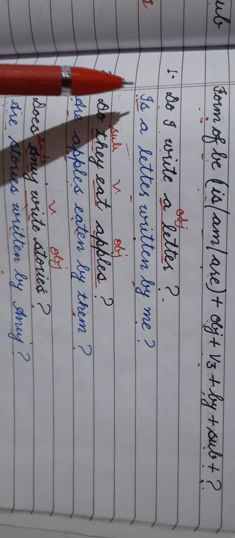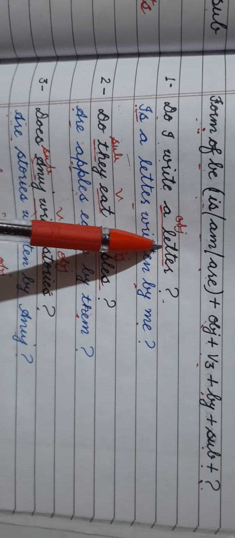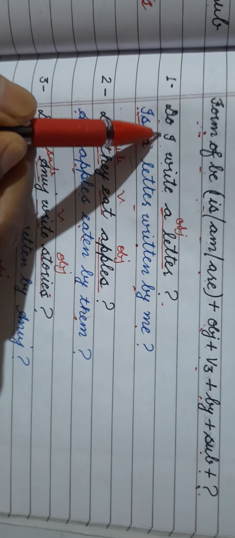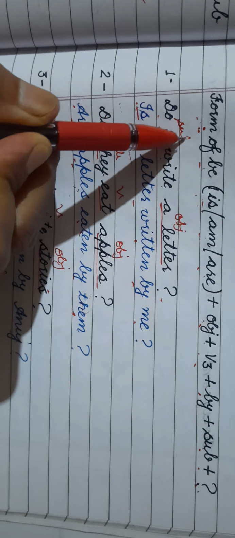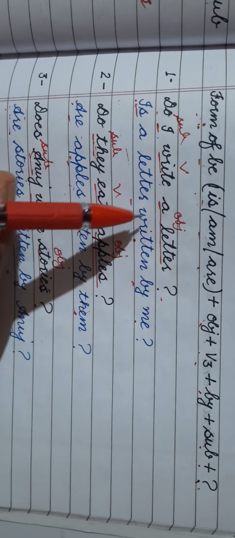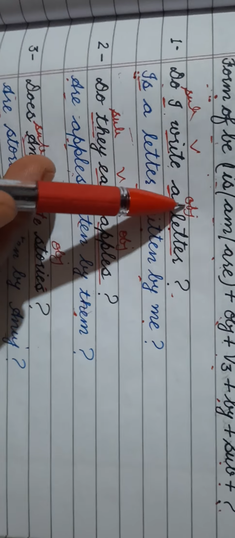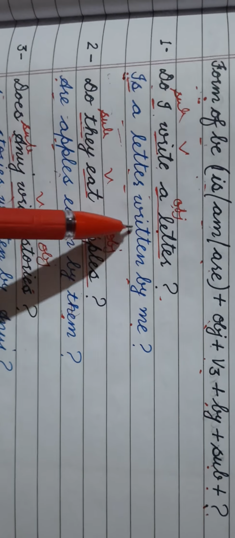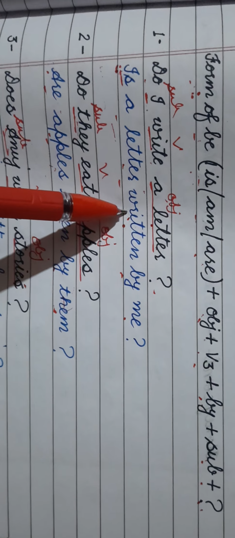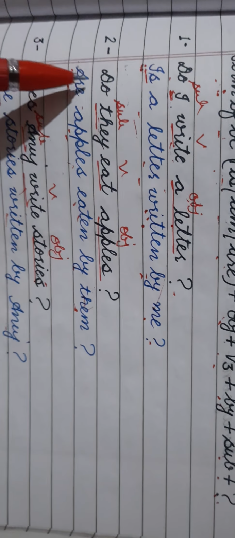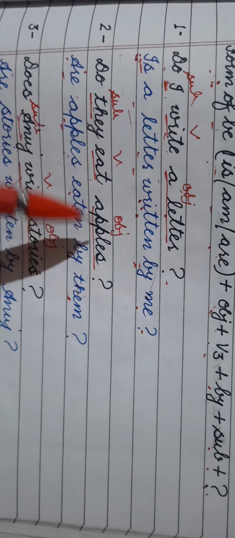Let's take some examples. Do I write a letter? I is the subject, write is the verb, then a letter is the object. First we have to write down the form of be, that is, then the object a letter, then the third form of the verb, written, this is the third form of write, then by and I will become me here and at last a question mark.